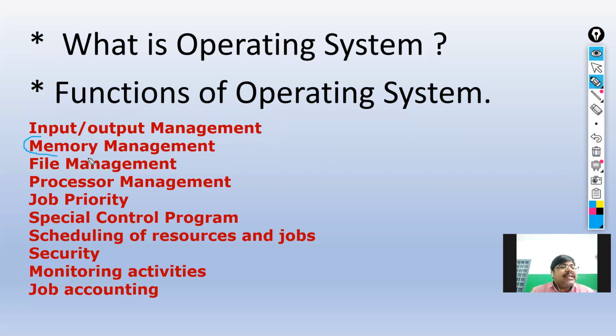Now, the next one is memory management. The operating system handles the responsibility of storing any data, system programs, and user programs in memory. This function of the operating system is called memory management. Next one is file management. The operating system is helpful in making changes in the stored files and in replacing them. It also plays an important role in transferring various files to a device.